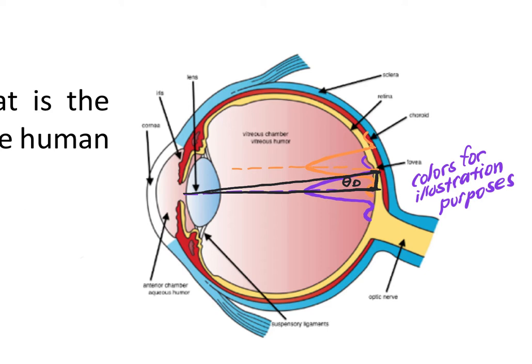The other thing I wanted to point out is that when we say B, the size of the pupil right here, that is B. So that's the size of the aperture, meaning the opening, for your eye. If it's a camera, it would be the size of the aperture for the camera.